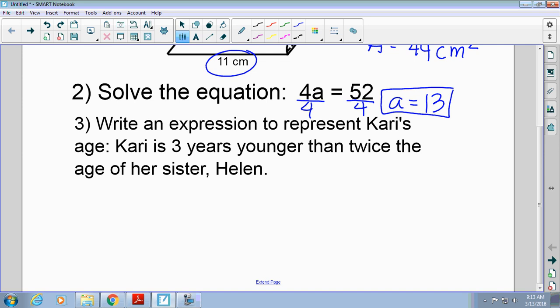Jaden's ready to give the right answer here. What do you think, Jaden? 2h minus 3. Very good. I agree with you. So, there's some key words here.